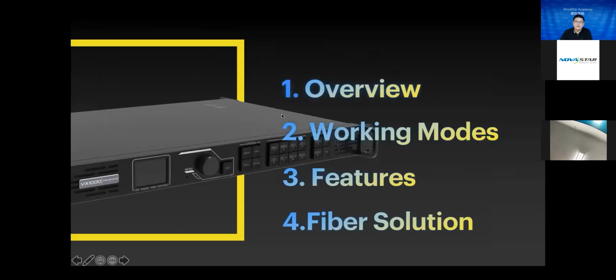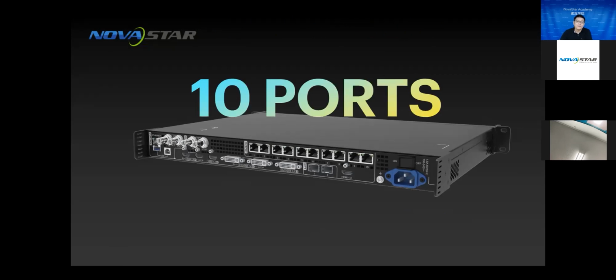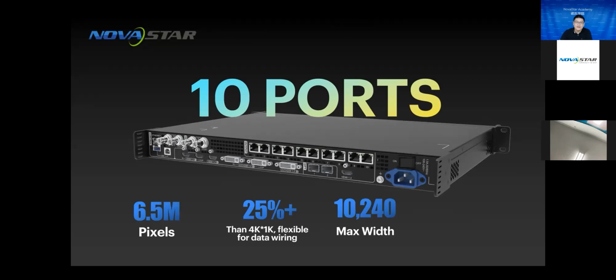I will introduce the device in the following 4 sections: overview, working modes, key features, and its fiber solutions. Generally, the biggest difference from other VX family members is that the VX1000 has 10 ports to load the LED screen. The loading capacity is 6.5 million pixels, which is 25% more than 4K, by 1K. So it can offer more flexibility for your data wiring. Furthermore, the maximum width is up to 10,240 pixels, and the maximum height is up to 8,192 pixels. The above figures are the core competitiveness of VX1000.